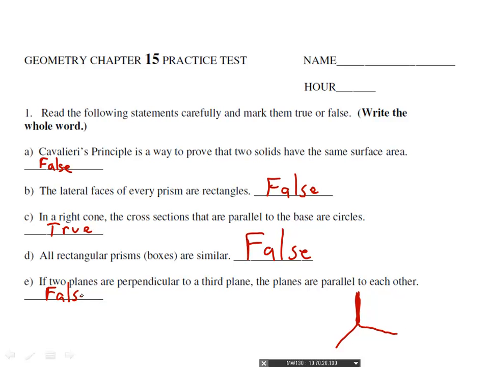The two walls are perpendicular to each other where they meet. They're also perpendicular to the floor. But since they're both perpendicular to the floor, according to this, then they should be parallel to each other, which they obviously are not. So it's false.